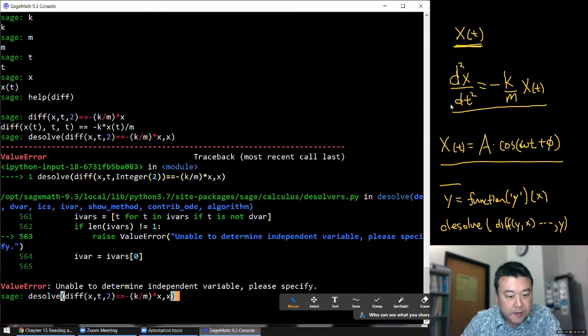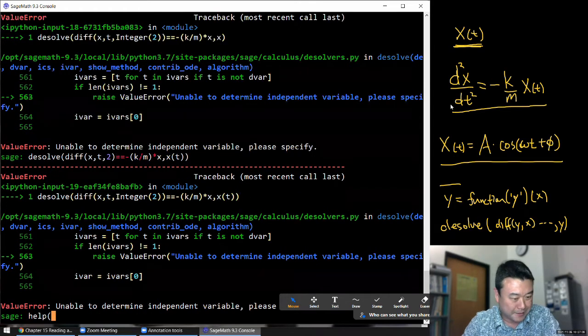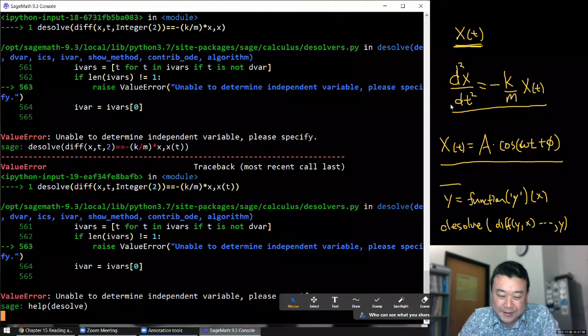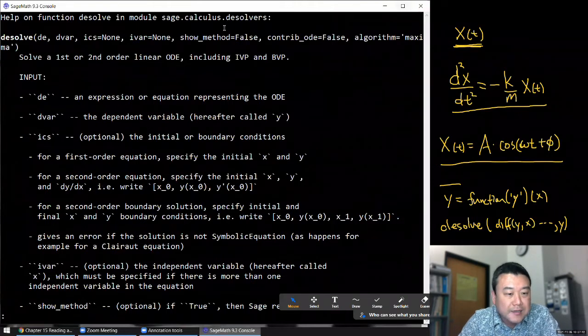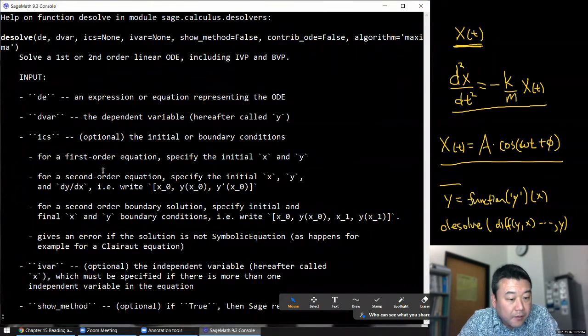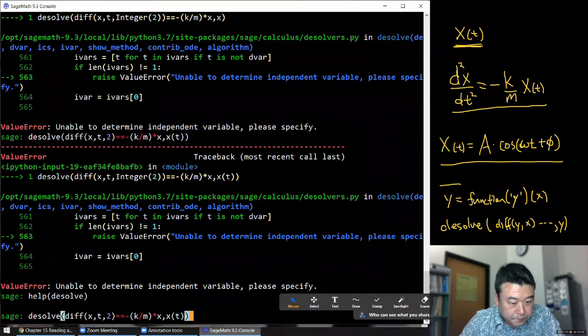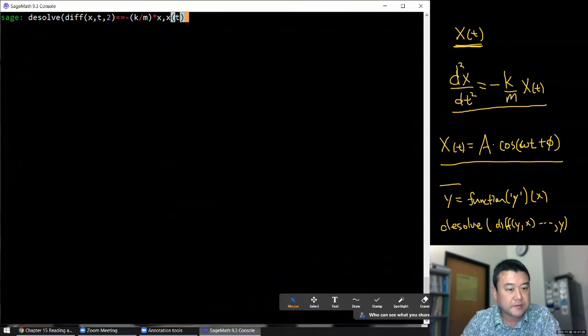Let's specify the independent variable. Is this how we specify? Okay, let me see. I don't know the syntax. Independent variable, I think that's ivar. Yeah, independent. Okay, so we'll need to specify that as a parameter. So this is the syntax: first parameter, second parameter. That's all it's expecting. And for the independent variable, I need to say ivar is t.